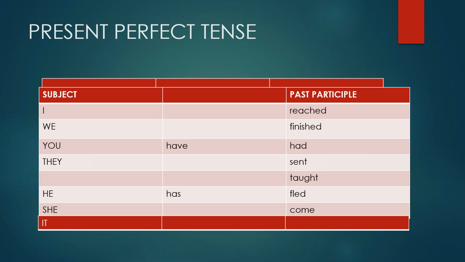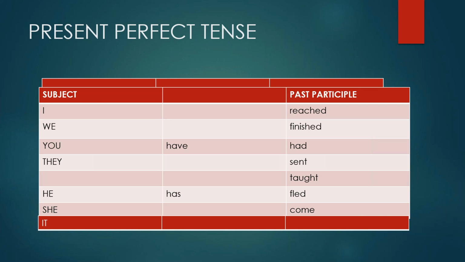Then finished, and then had. If you take the first form of had, what is that? Have, had. Then we have send, sent, sent, teach, taught, taught, and then flee, fled, fled. Then come, came, come. We have the third form here.